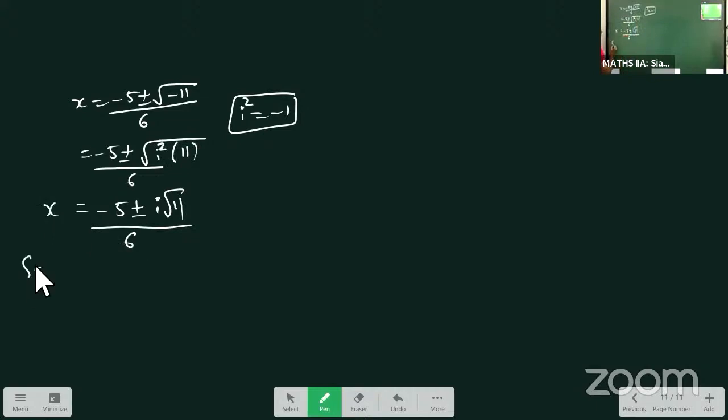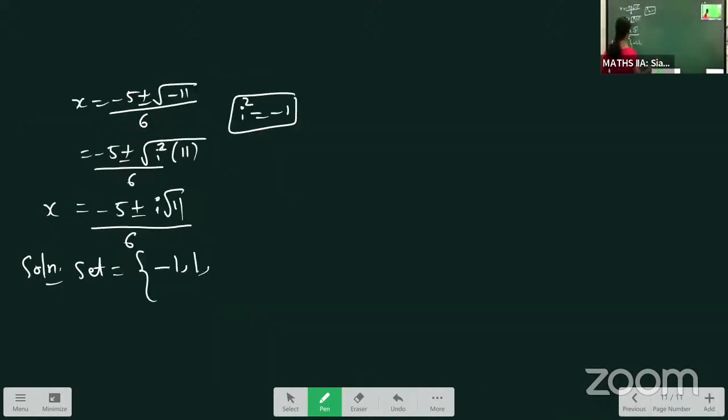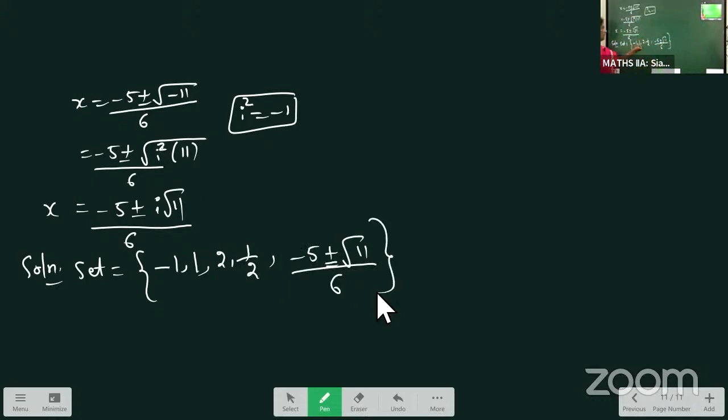Now the total solution set, by keeping all roots together: first we got minus 1 and 1 as the roots. Next, what roots did we get in the equation? 2 and 1 by 2. Now what are the other roots? 5 plus or minus i root 11 by 6. So in total how many roots did we get? 1, 2, 3, 4, 5 and 6.